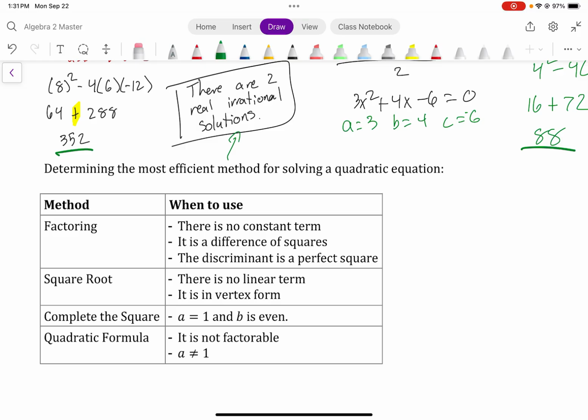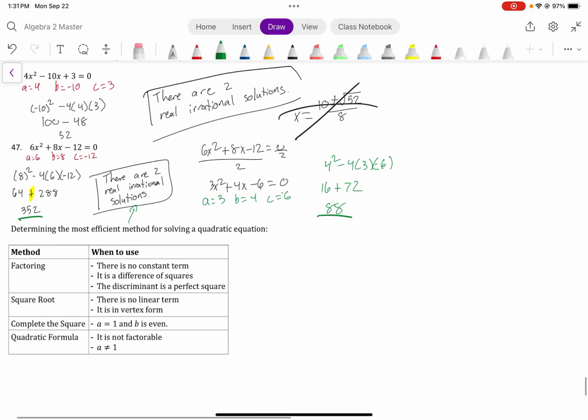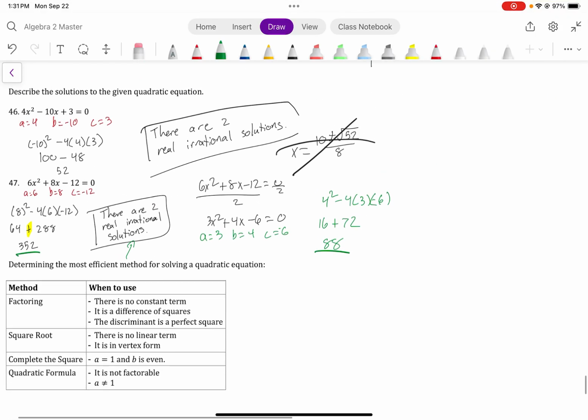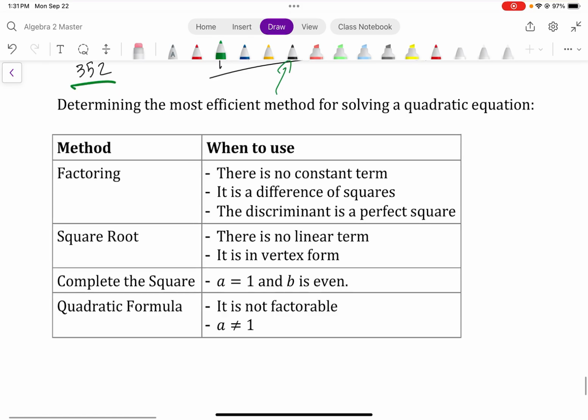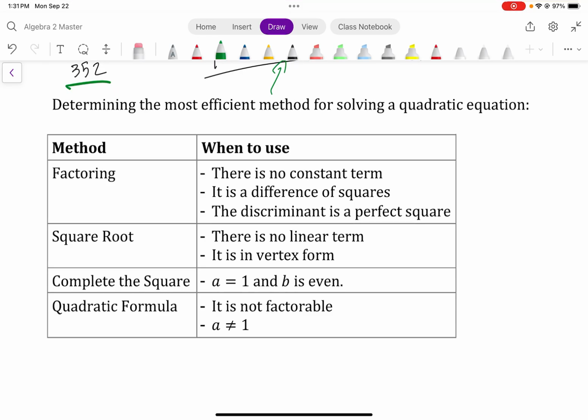Factoring: when to use it, the short answer is, if you can factor. If there is not a constant term, you will have factoring as an option. X just might be your greatest common factor. If you see a difference of squares, you have to identify that and use that. Or if your discriminant is a perfect square. Both of the ones we just did, our discriminant was not a perfect square, so we had irrational solutions. Factoring would not have worked. If our discriminant ended up being a 16, that means we could have factored.